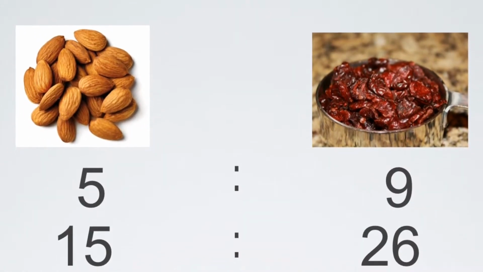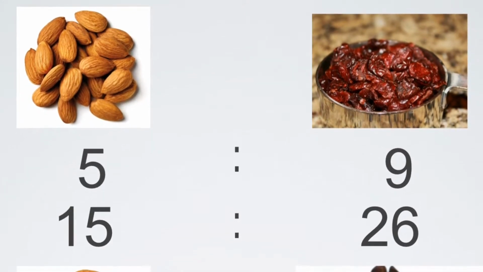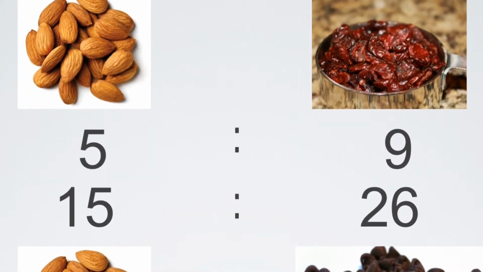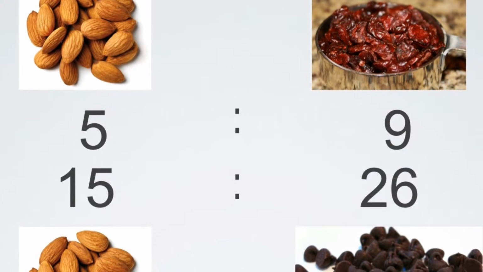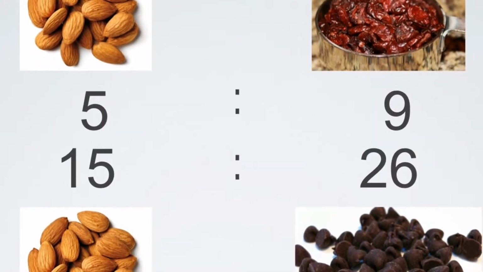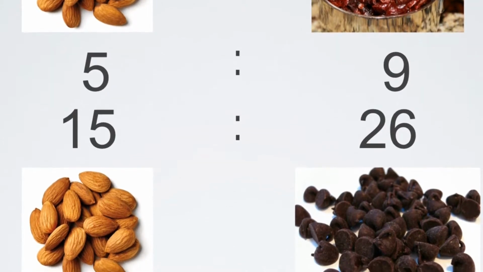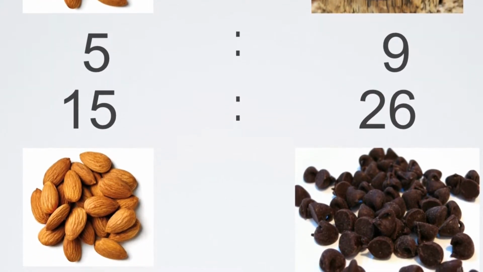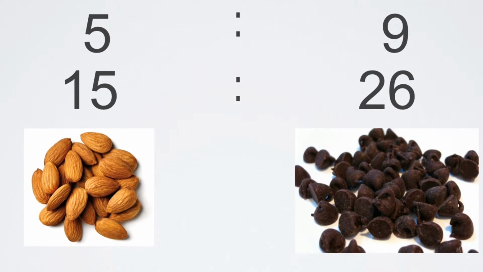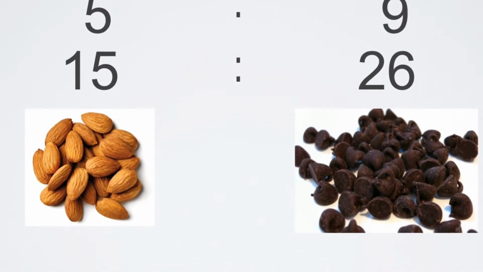For instance, in one trail mix I have 5 almonds to 9 cranberries, and in the other trail mix I have 15 almonds for every 26 chocolate chips. Now to compare them, we can find either a common multiple or common factor of either 9 and 15, 9 and 26, 5 and 15, or 5 and 26. Let's choose 5 and 15.